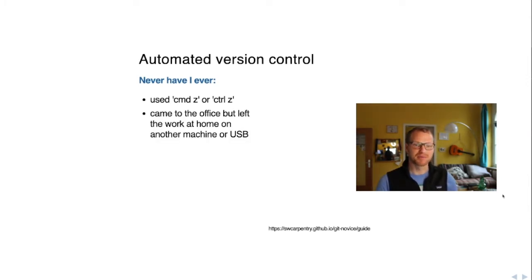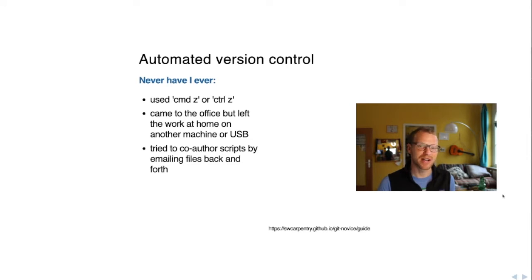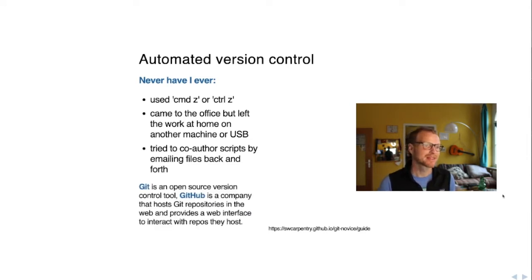Never have I ever come to the office but left the work at home on another machine or a USB, or tried to co-author scripts by emailing files back and forth. All of these things can be difficult, painful, and they don't always work the way that we expect. Sometimes there's a version conflict, if you've ever had this, where two authors respond at the same time, and they disagree, and what do you do with this?